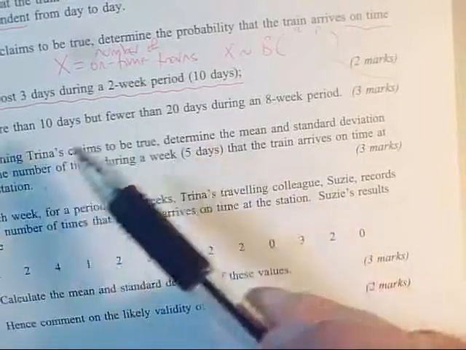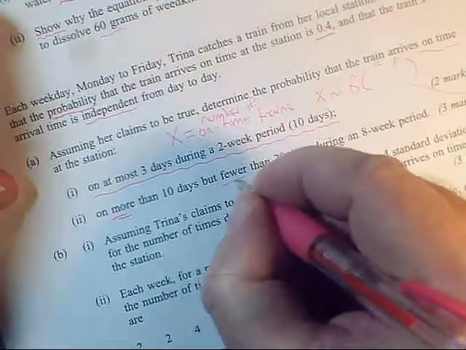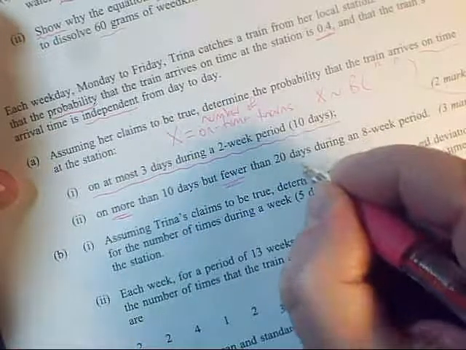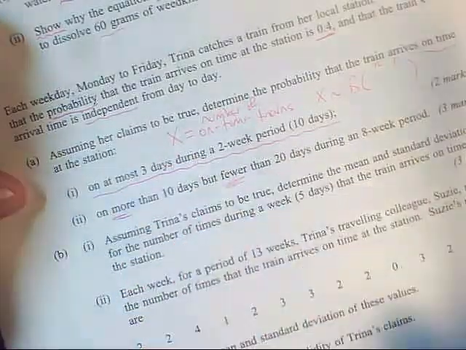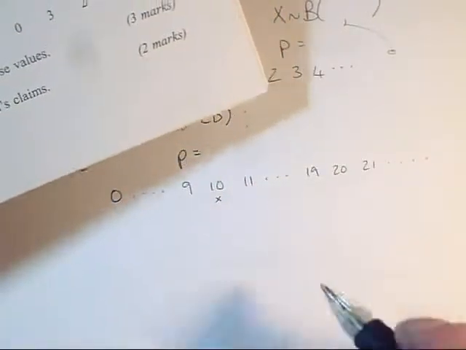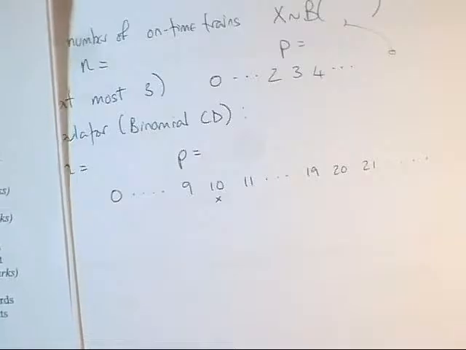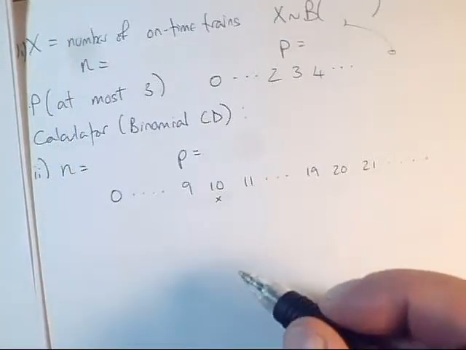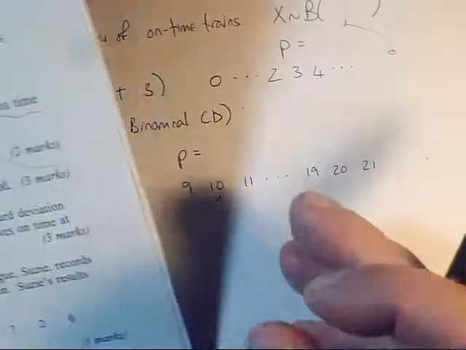fewer than 20 days. Be really careful with words like more and fewer. Think hard about whether it's allowed to actually be 10 days or actually be 20 days. Well, for this one here, more than 10 days, no, it can't be 10 days, so you're going to have a cross on your 10. Okay, so put ticks and crosses on, get boxes. In this particular case, there are going to be two boxes, and you're going to be subtracting two values from binomial CD. Okay, so that was part A.